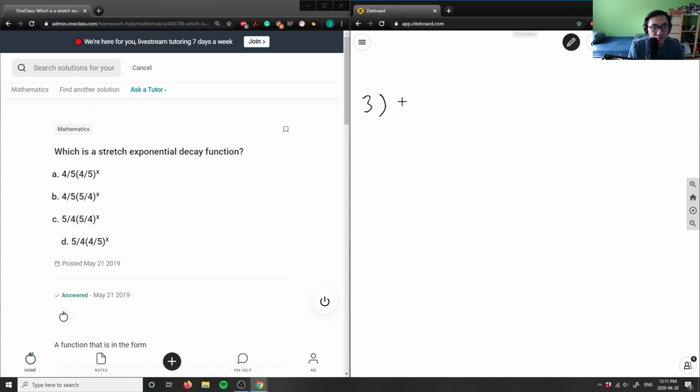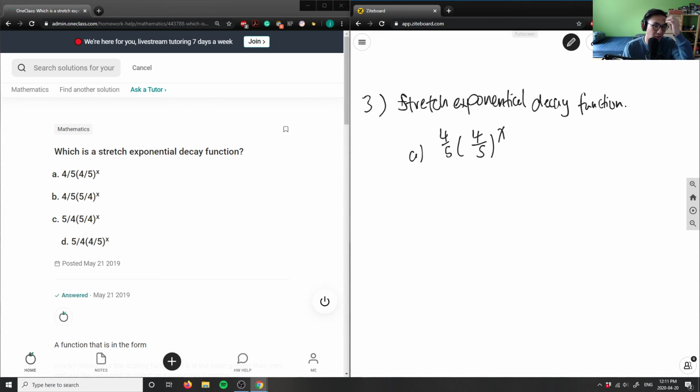So here, which of the following is a stretch exponential decay function? So it says here, stretch exponential decay function. So we'll stretch exponential decay function. Let's look at number 1 here. So A here states that this is 4/5 times 4/5 to the power of x.